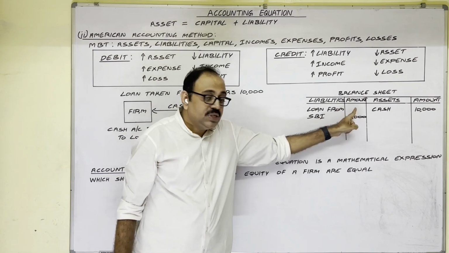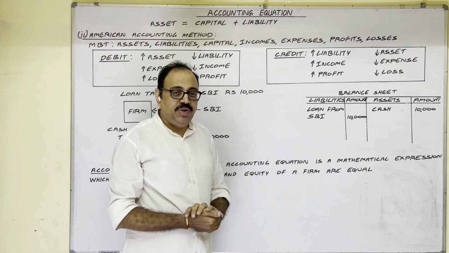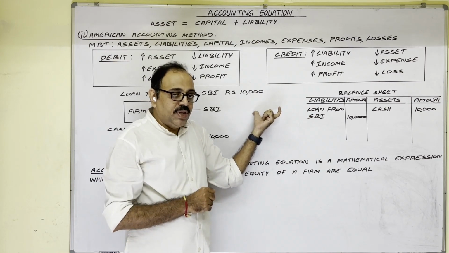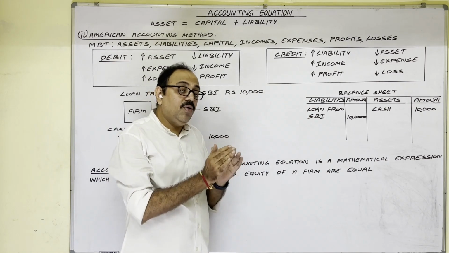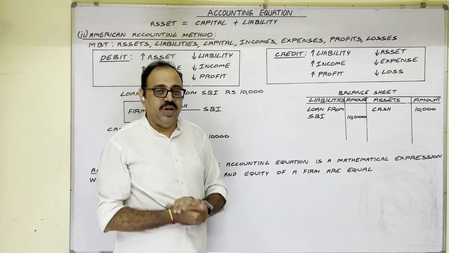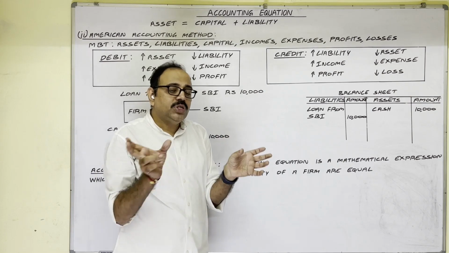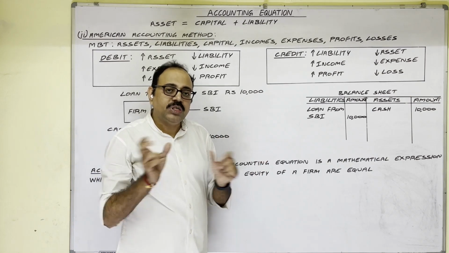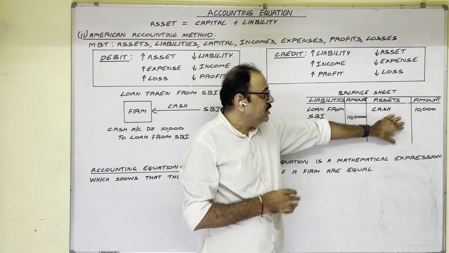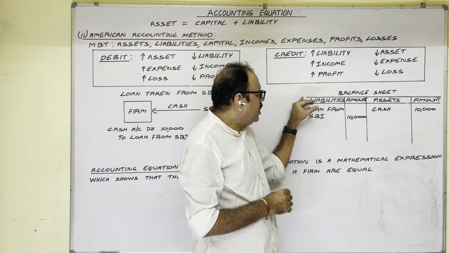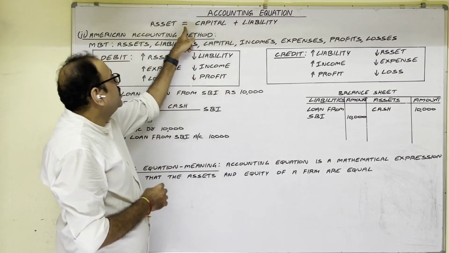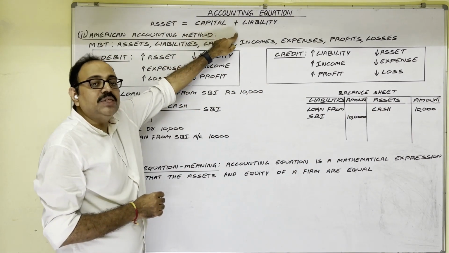And see the amounts, same. That only I said previously. Every transaction, two times we record. One time in one account, debit side we record. Second time in another account, credit side we record. So amounts also same. Debit, credit amounts are same. That is why in balance sheet also, asset side debits, liability side credits, amounts are same. Therefore, accounting equation is asset is equal to capital plus liability.